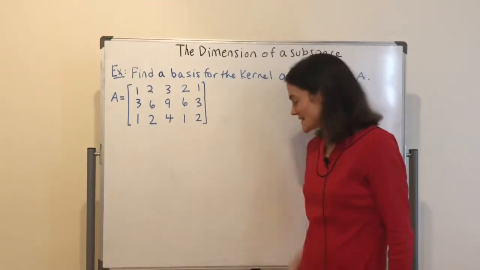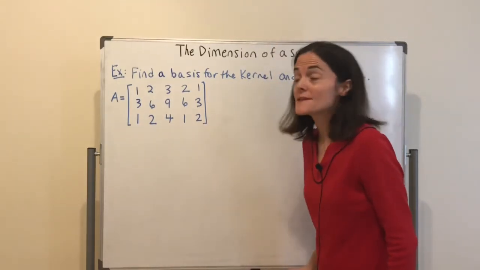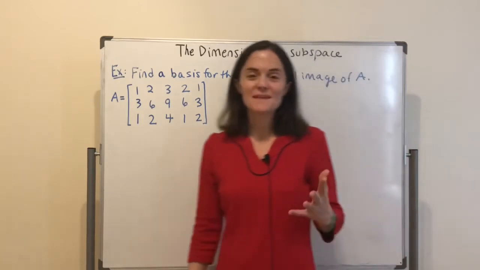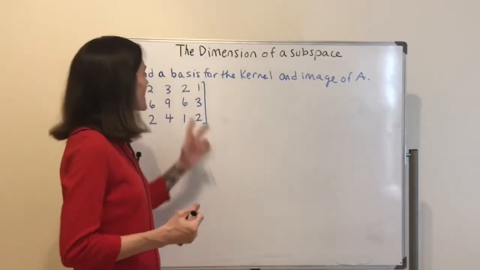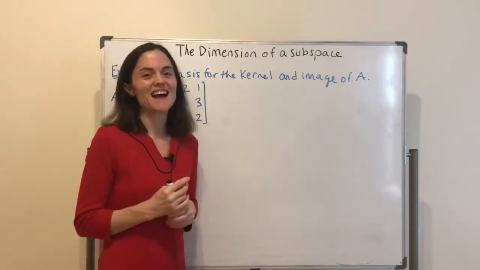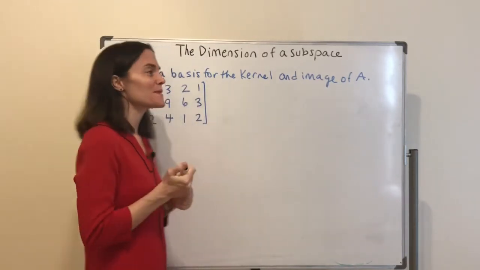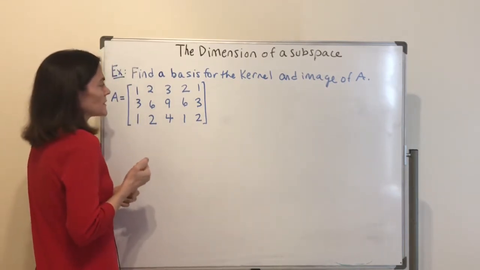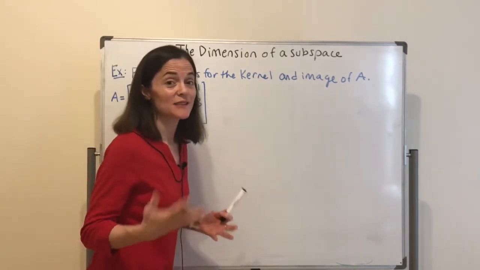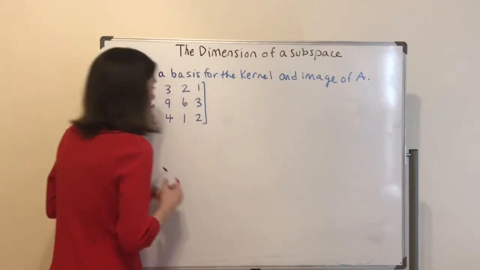Let's begin with this example. Let's find a basis for the kernel and image of A. Well, we have practiced this kind of thing, this new language that we discussed last video of the basis, but here we go. The first thing we need to do is transform A into reduced row echelon form.